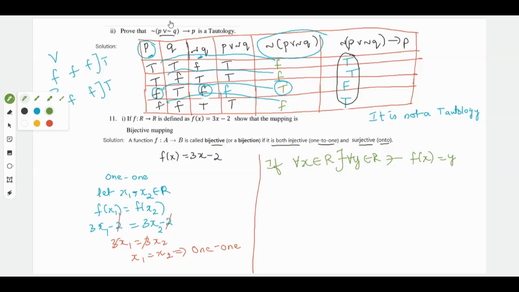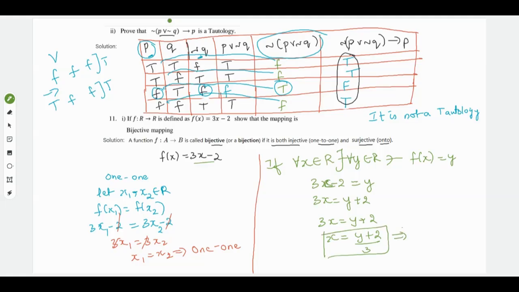So now, if for all y belongs to R there exists x belongs to R such that f of x is equal to y. Now what is the f of x value? It is 3x minus 2. So 3x minus 2 is equal to y. So 3x is equal to y, minus 2 goes to the other side and becomes plus 2. So 3x is equal to y plus 2. Then x will be (y plus 2) divided by 3. Therefore it is onto. The function is onto.